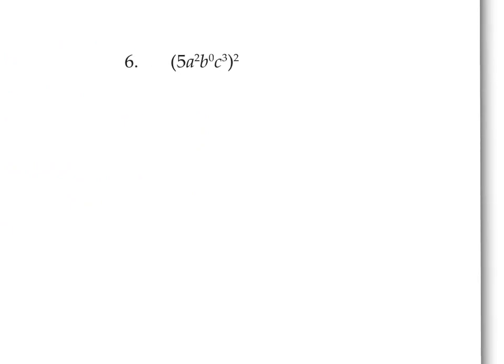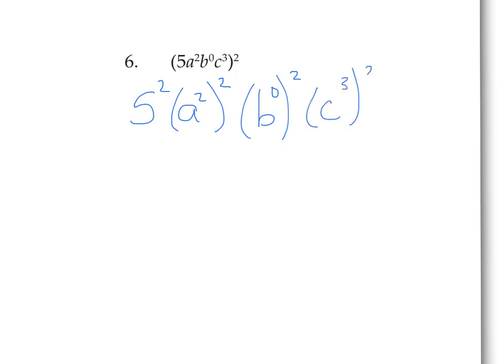Okay, on number 6, we have 4 different bases in here that are going to get the exponent of 2, and we have this base that has a 0 power on it. So we're going to first start by putting the exponent 2 on all of these bases. So we have 5 getting a square on it, an a squared getting a square, a b to the 0 getting a square, and a c cubed getting a square. And that's how we're going to start.